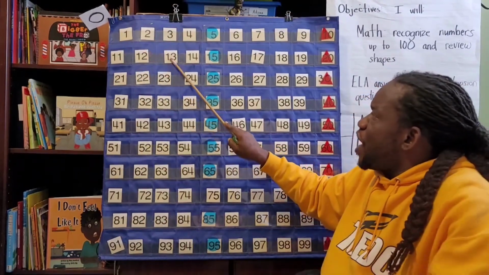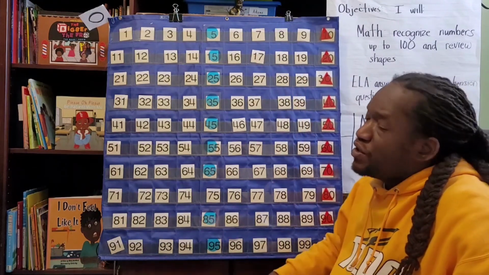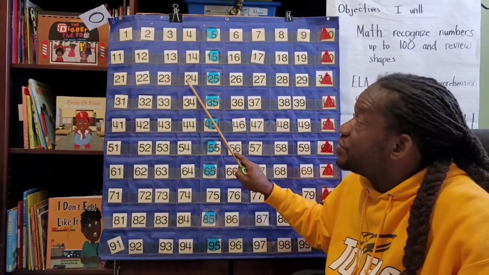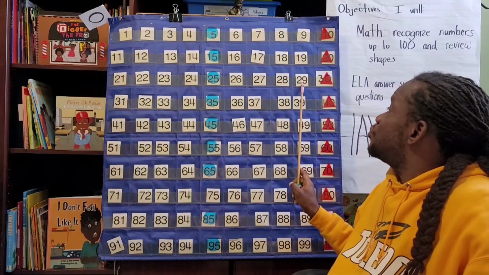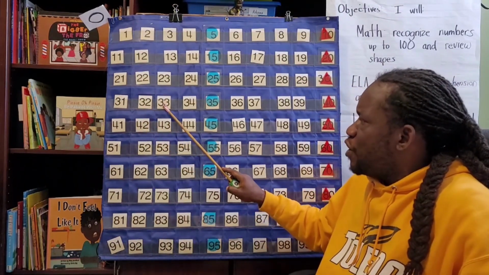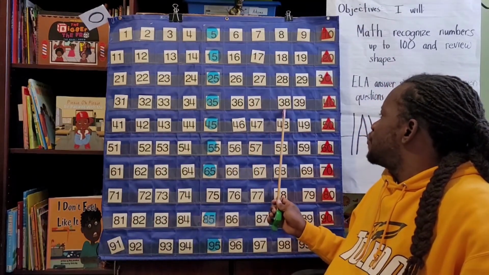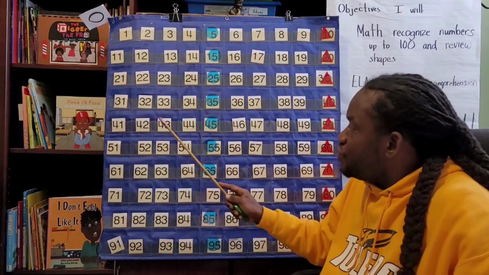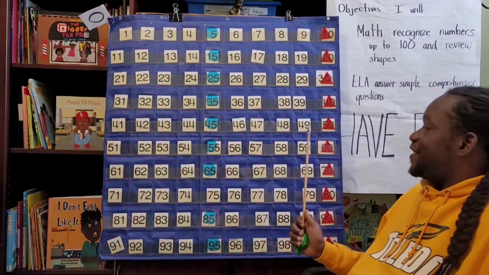11, 12, 13, 14, 15, 16, 17, 18, 19, 20. Really soft. 21, 22, 23, 24, 25, 26, 27, 28, 29, 30. In a real deep voice. 31, 32, 33, 34, 35, 36, 37, 38, 39, 40. Really fast. 41, 42, 43, 44, 45, 46, 47, 48, 49, 50.